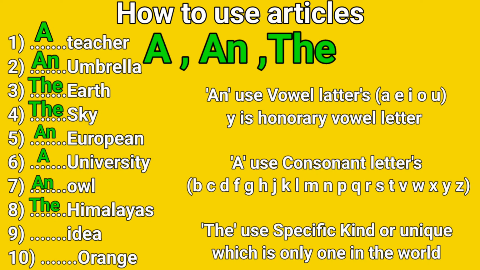Question number 9: blank idea. The starting letter is i, so i is a vowel letter, so we always use an, so an idea. Question number 10, and this is the last question of this video: blank orange. The starting letter is o, so o is a vowel letter, so we always use an, so an orange.